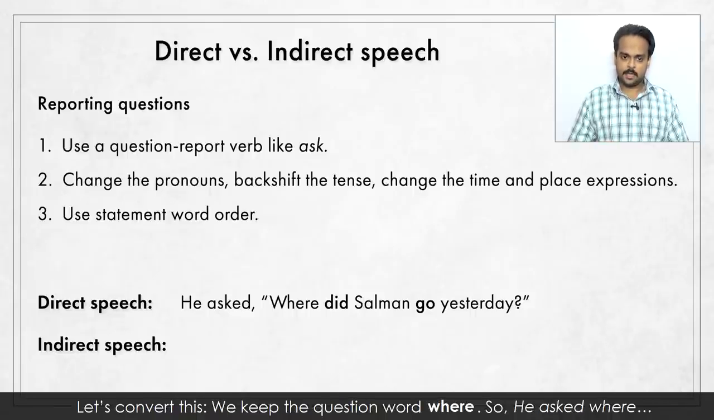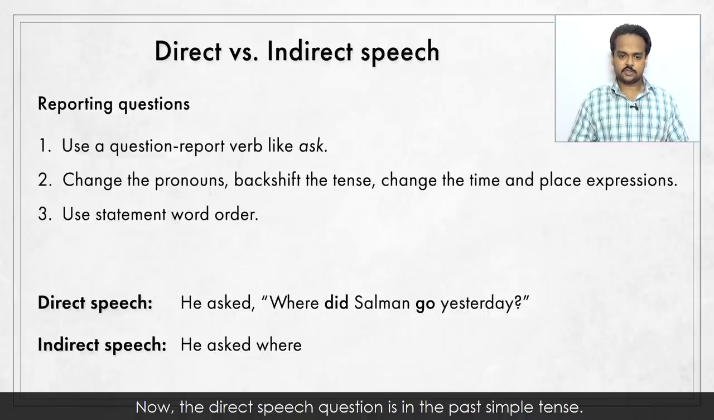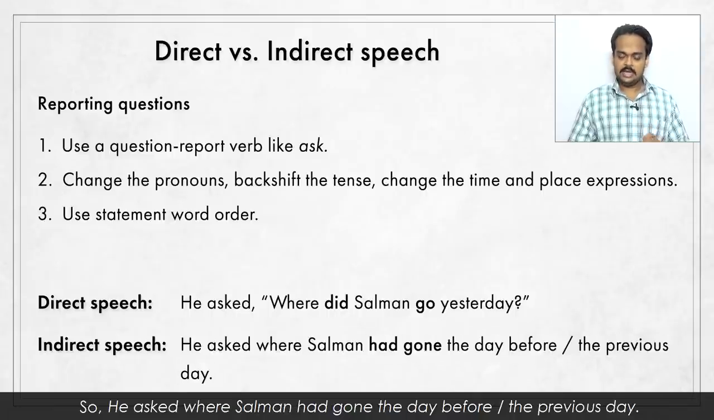Let's convert this. We keep the question word where. So he asked where. Now the direct speech question is in the past simple tense. This needs to get backshifted to the past perfect, and we need to put it in statement form. So he asked where Salman had gone the day before or the previous day.